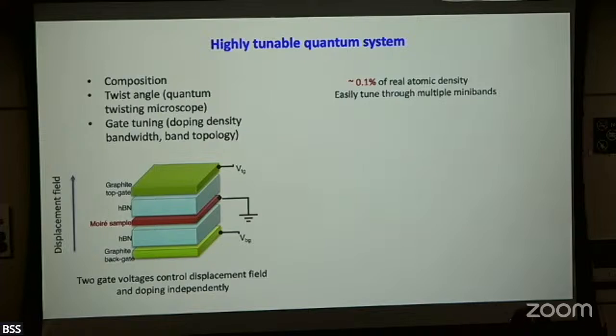And because the Moiré density is small compared to atomic density, it's about 1,000th, this capacitor-like structure can actually introduce a lot of doping density. So you can sweep through many bands. And this is a very interesting point because, in chemistry, if you fill one shell, like if you add one, you change to a different element. So basically what this is doing is, you sweep through, you change the character significantly.